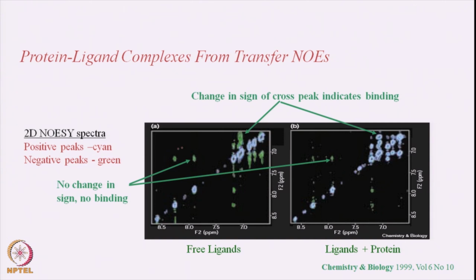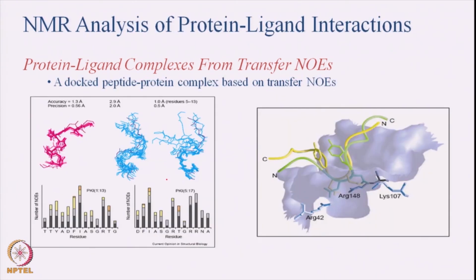Here are all those negative NOEs. The negative NOEs are green, coming from the complex, and these you can find out. Here, this was a positive NOE, and upon complex formation the sign has changed. This means these are the protons that are essentially binding. Some of them are not changing, which means those are not binding. That is what you see, and one can find out whether it is binding or not binding, and identify the complexed ligand.